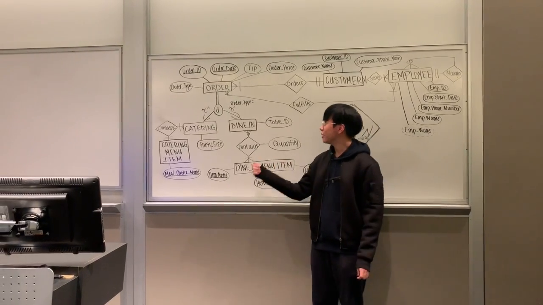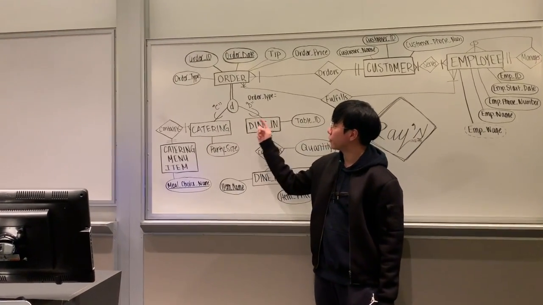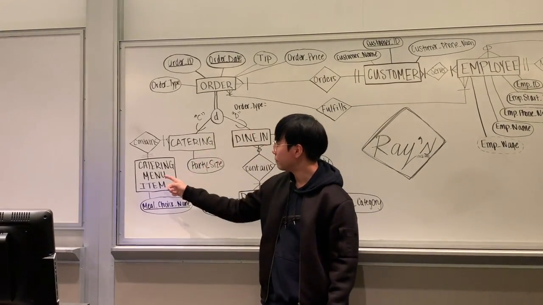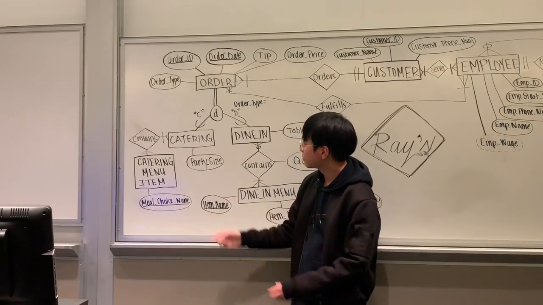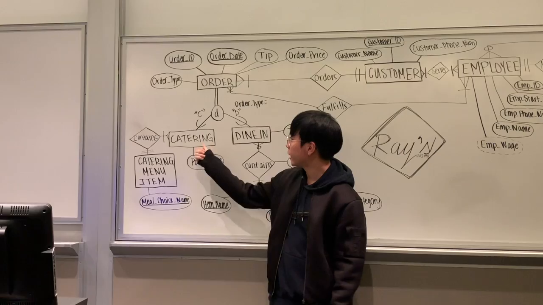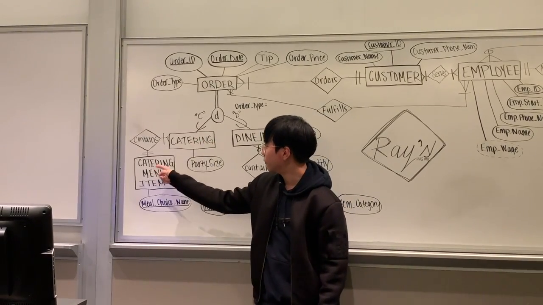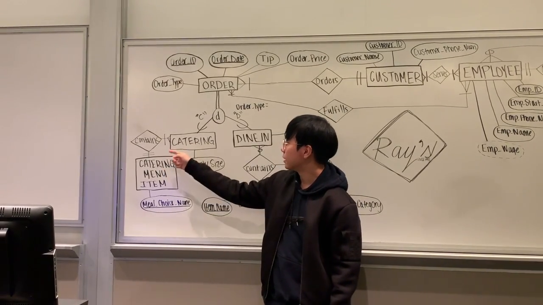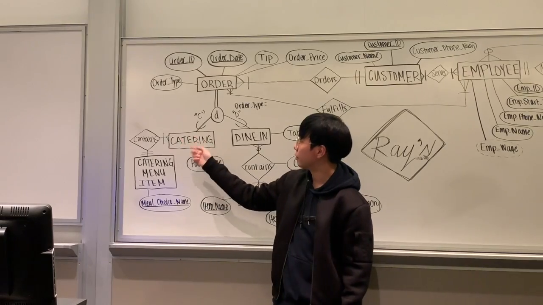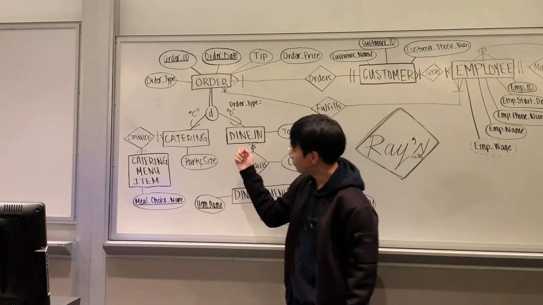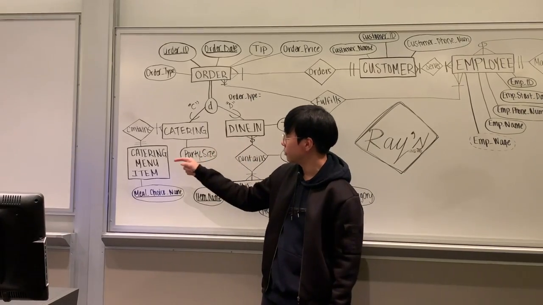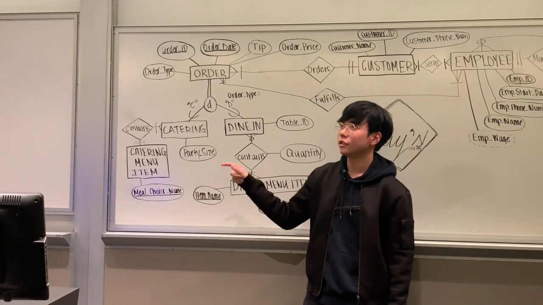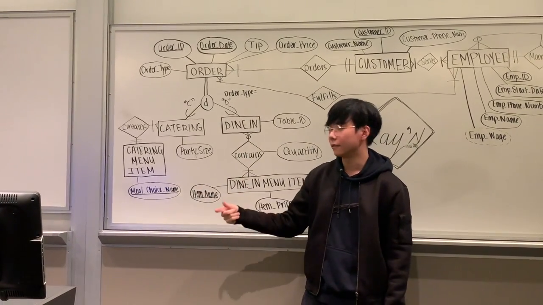Based on the Ray's Pizza menu, we have two different types of orders, which are catering and dining. For the catering, the customer will know the price determined by the catering menu item and the party size. We have a relationship here where each catering order contains one and only one catering menu item, and each catering menu item is contained by one or many catering orders. For the customer choosing the catering menu item, they'll choose a specific meal choice name, for example, bean feast or pizza feast.